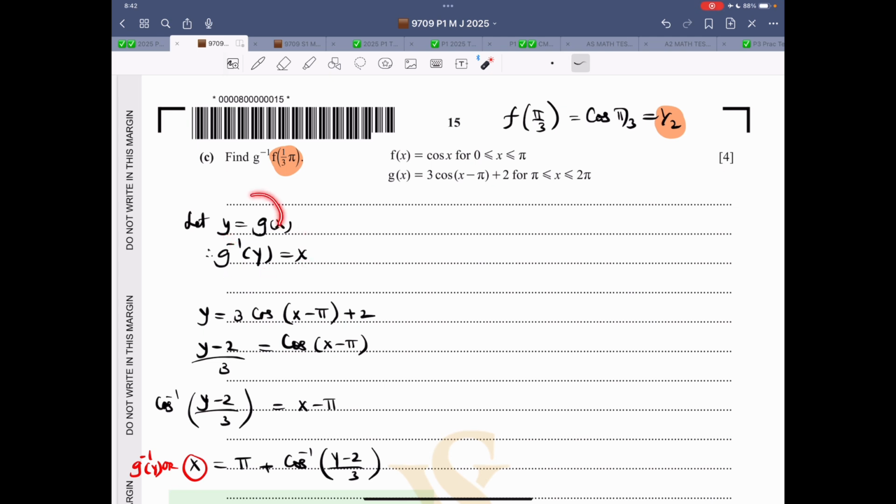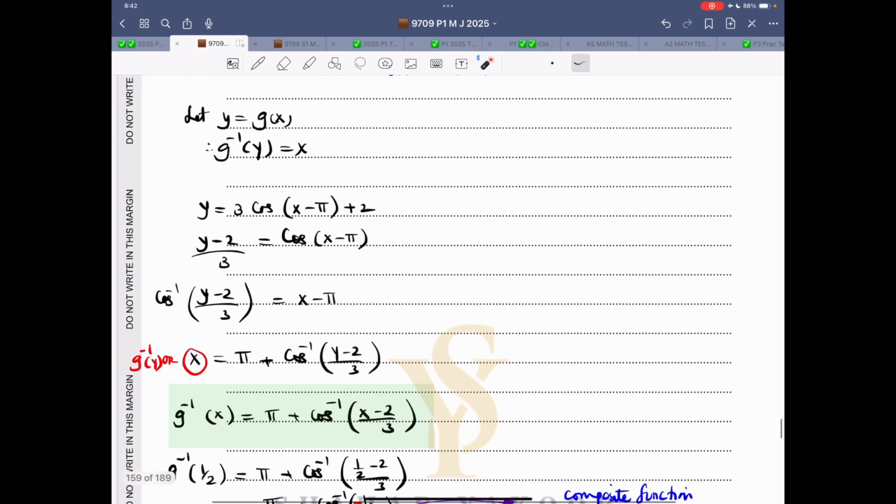So replace g(x) with y, and make x the subject. y equals 3 cos(x minus pi) plus 2. Take 2 on the other side, divide by 3. Cos of something is this. Cos inverse of this thing should be x minus pi.